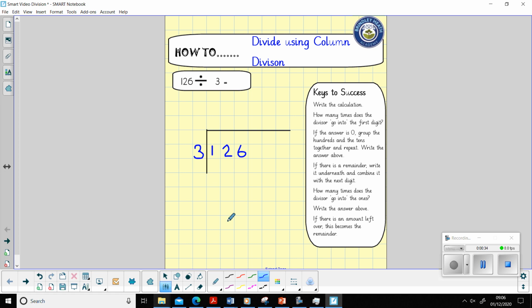The first thing that I need to do is think about how many times this 3 goes into 1, and the answer is 0. So if the answer is 0, I can then group these two digits together and ask how many times 3 goes into the 12, and the answer is 4. And then the last thing that I need to do is how many 3s are in 6, and the answer is 2. So the answer to our first calculation is 42.